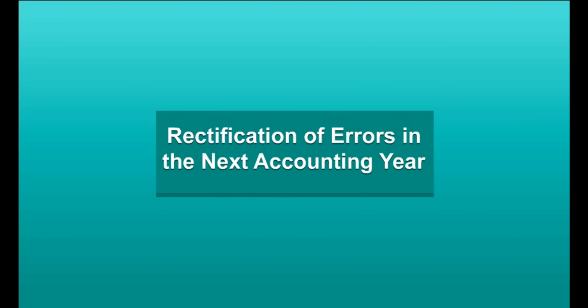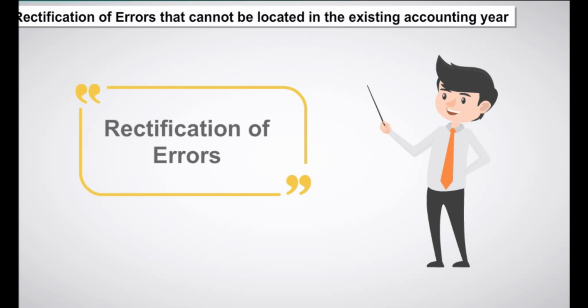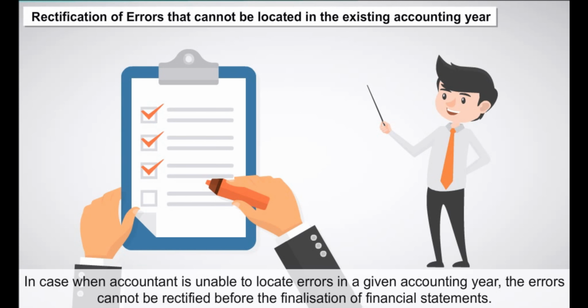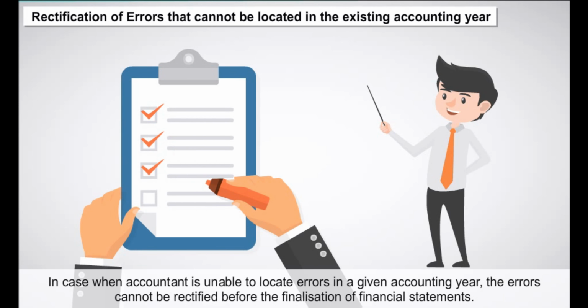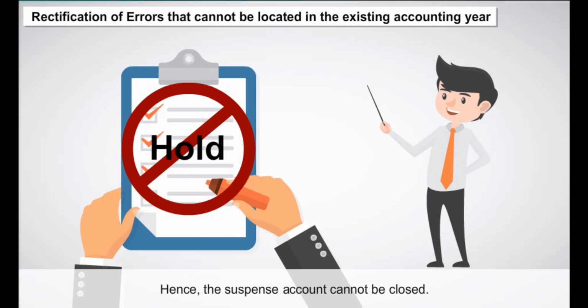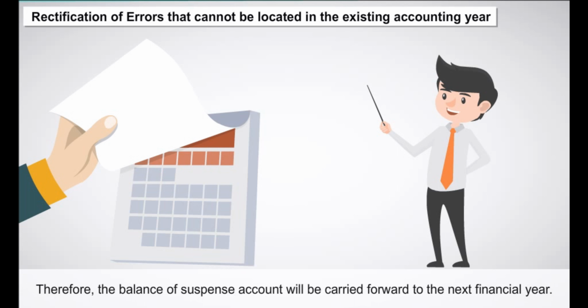Rectification of errors in the next accounting year. Rectification of errors that cannot be located in the existing accounting year. In case when accountant is unable to locate errors in a given accounting year, the errors cannot be rectified before the finalization of financial statements. Hence, the suspense account cannot be closed. Therefore, the balance of suspense account will be carried forward to the next financial year.